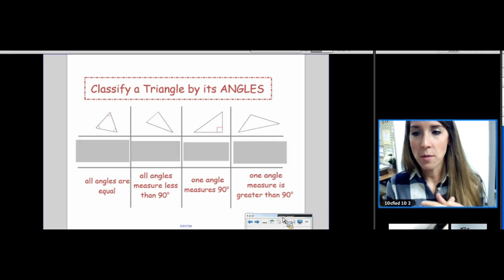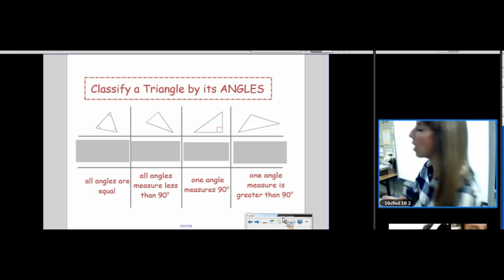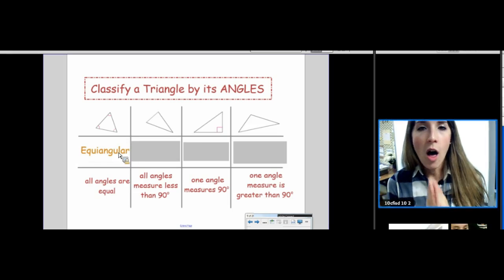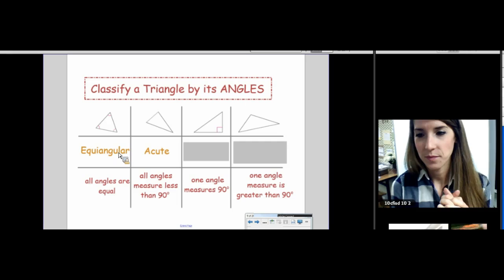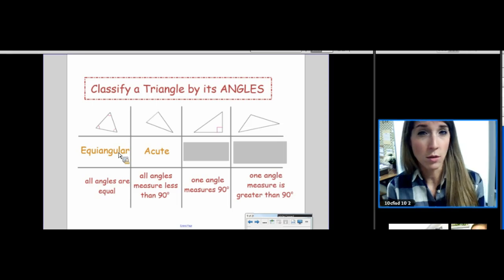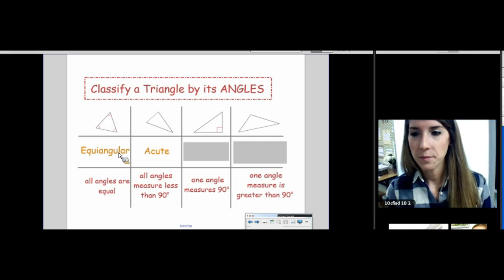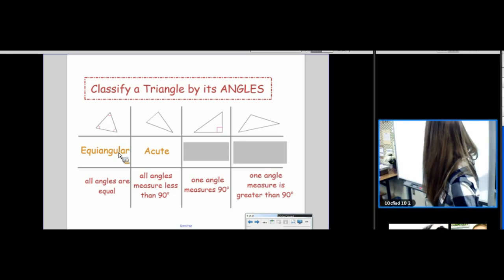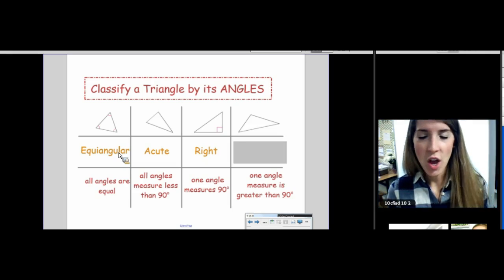If I'm going to classify a triangle by its angles, there's 4 ways I could do that. If all angles are equal, it is called equiangular. If all 3 angles are less than 90, it is called acute. Just like the angle, less than 90. All 3 of them have to be less than 90 to be acute. If 2 of them are less than 90, but not the 3rd one, it is not an acute triangle. How many angles have to measure 90 for it to be called a right triangle? Well, only 1 angle. Could a triangle have more than one 90-degree angle? No, not possible.